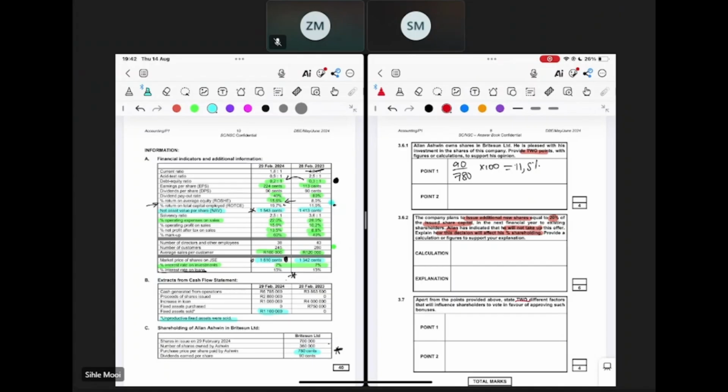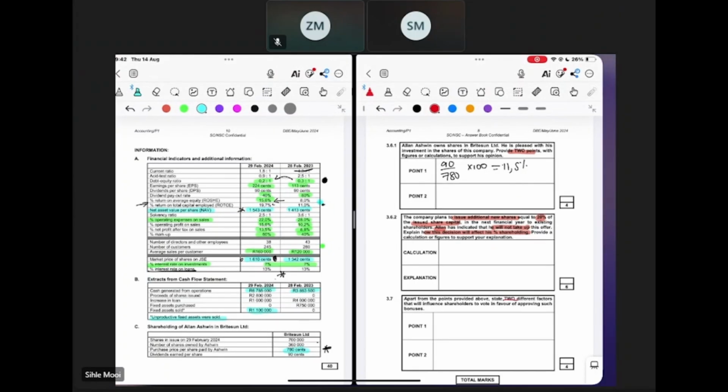And then what else? Before we were generating from our operations 3,863,500. Now we are generating almost double that. So that's a good thing. We've increased cash generated from our operations. And then what else happened?